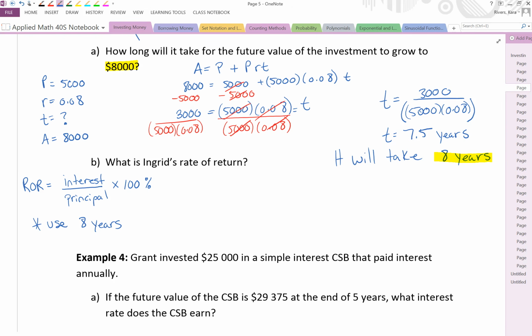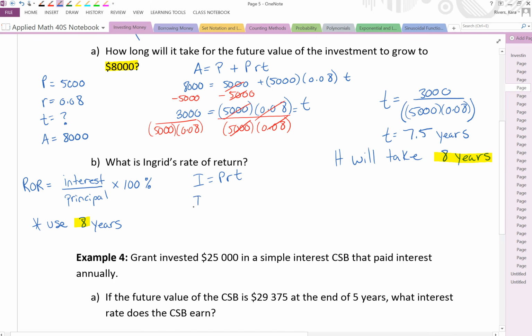At this point, it's really tempting to just go I equals PRT and divide that by the principal. However, if we're going to do that, we need to use the 8 years. It's really important that we use that 8 years because the time is now 8, not 7.5, which means the initial amount they're talking about here, this A value of 8,000, at the end of the 8 years, we're going to have more money than just $8,000. At 7.5 years, we have $8,000. So make sure you make those adjustments per whatever situation you're looking at.